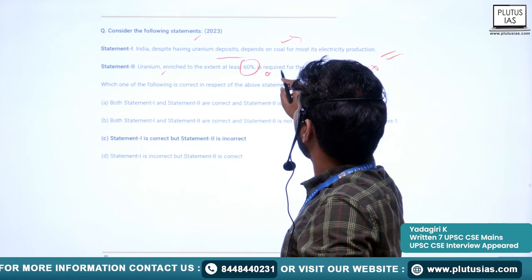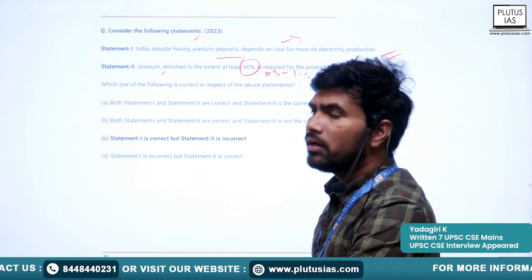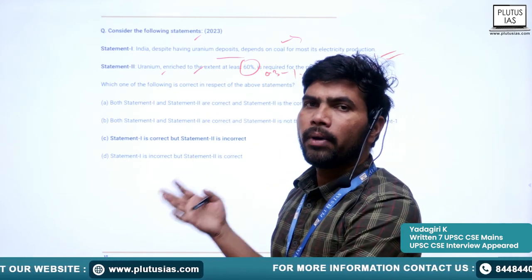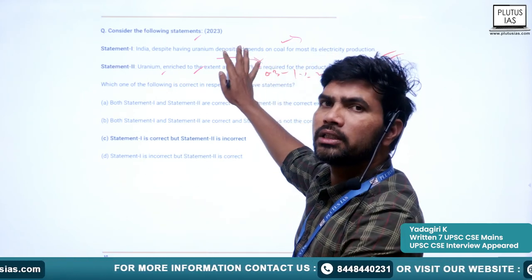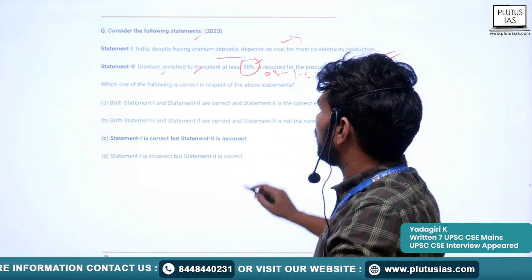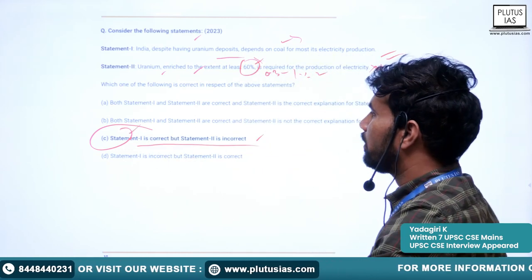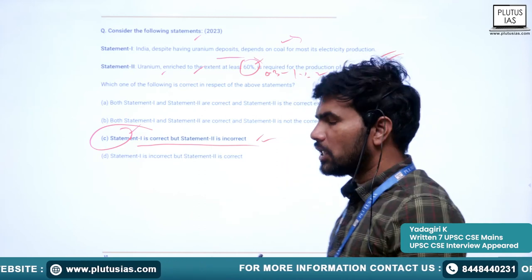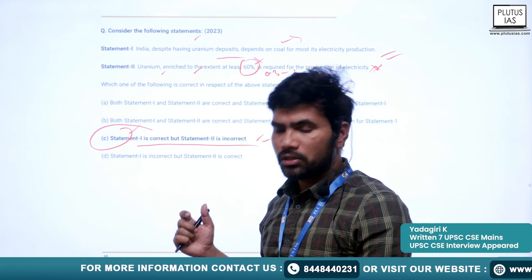Only 0.3 to 1% of enrichment is required for production of electricity in the nuclear power plants. So this much enrichment is not at all required. So the second statement is incorrect. So the correct option is C. Option C is statement 1 is correct, but statement 2 is incorrect. Right. So these are the questions that were asked previously from this topic. So try to focus on this topic.